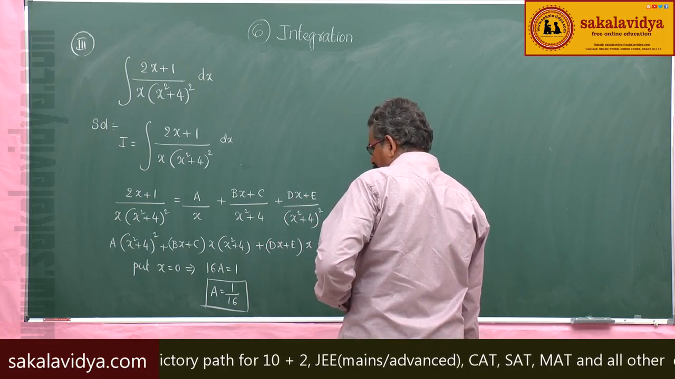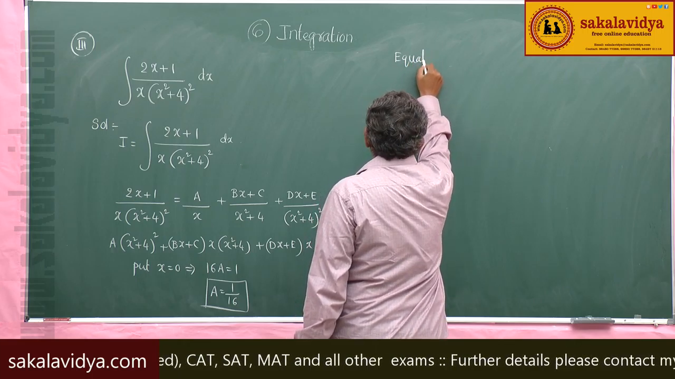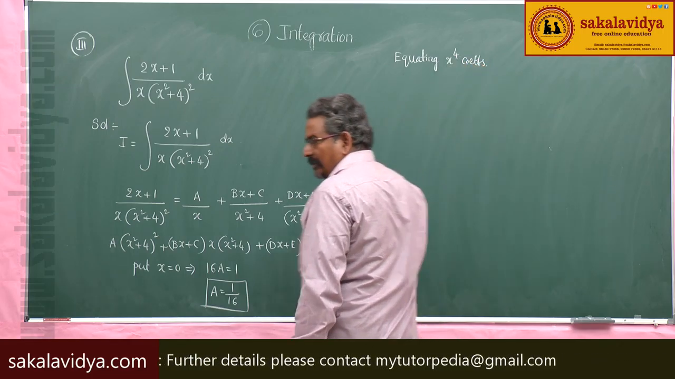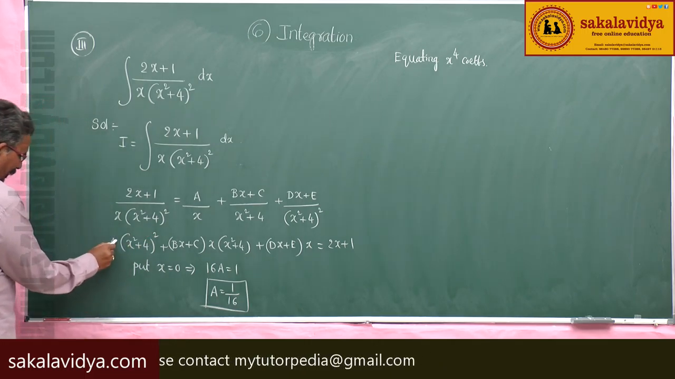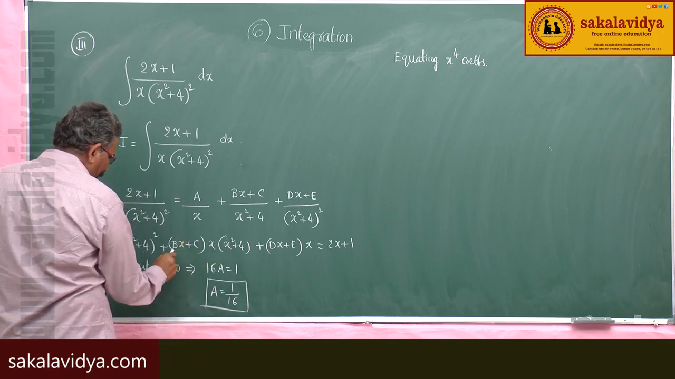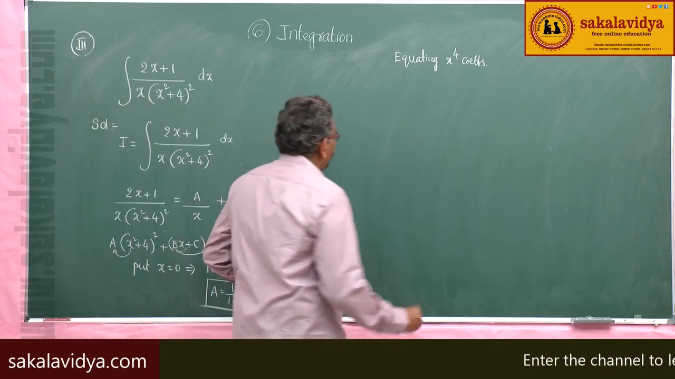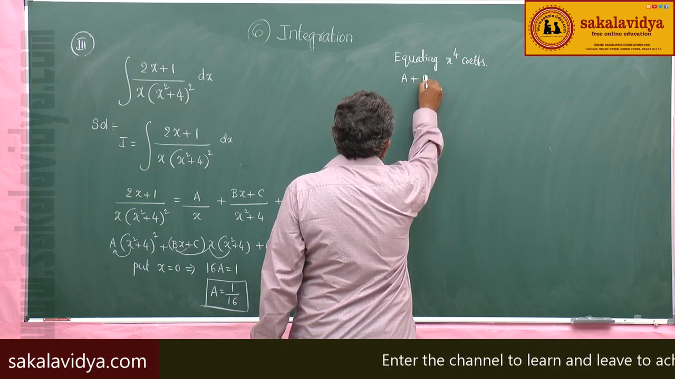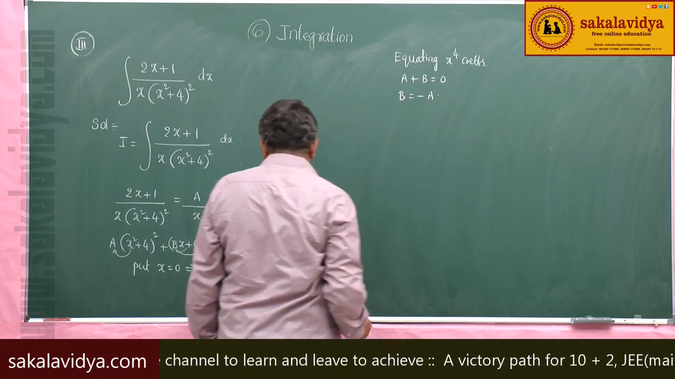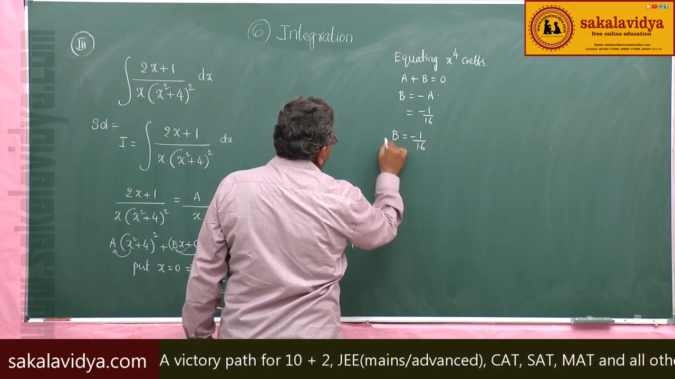Now, equating the coefficient of x⁴: x into x² gives x³ times x, so the terms give A + B equals 0. So B equals minus A, where A is 1/16, so B is minus 1/16.